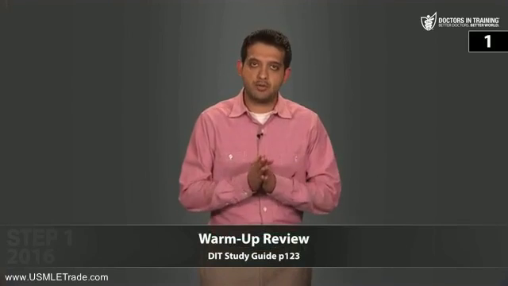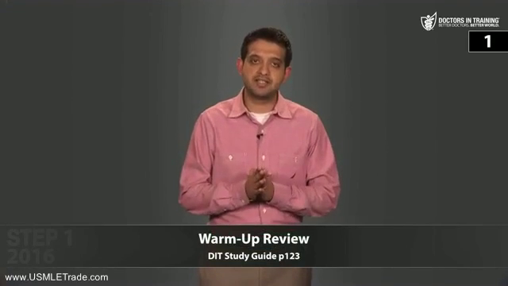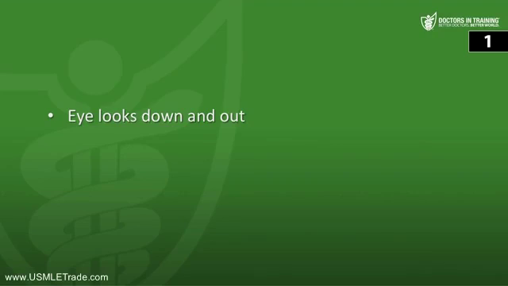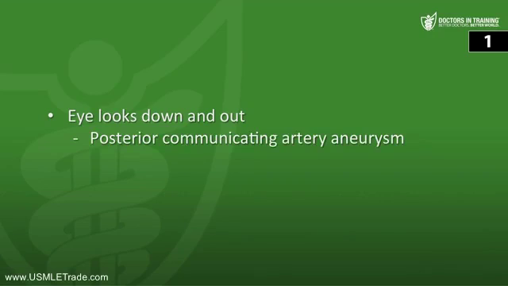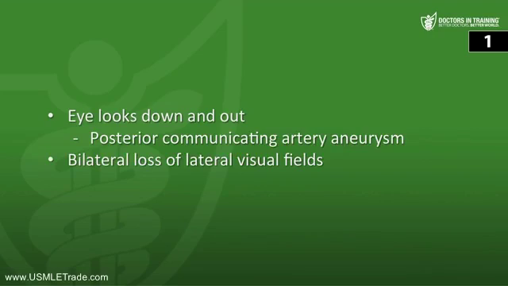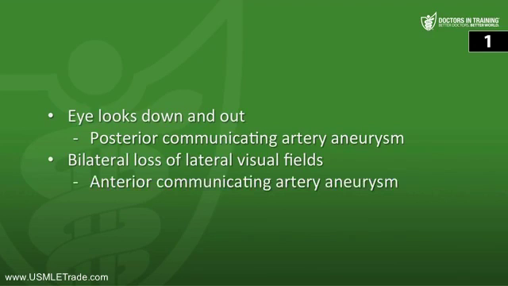Damage to which artery would produce each of the following presentations? The eye looks down and out. This is a posterior communicating artery aneurysm. Next, bilateral loss of lateral visual fields. So this is the anterior communicating artery aneurysm that is compressing the optic chiasm.